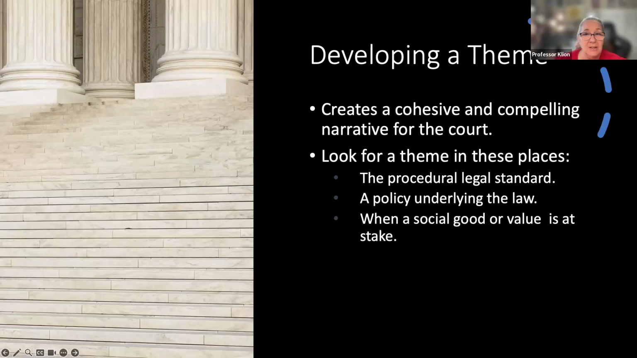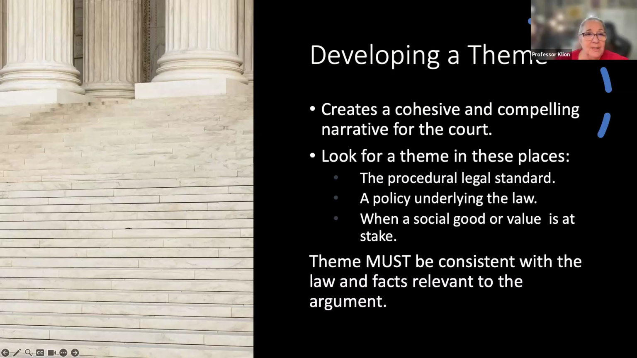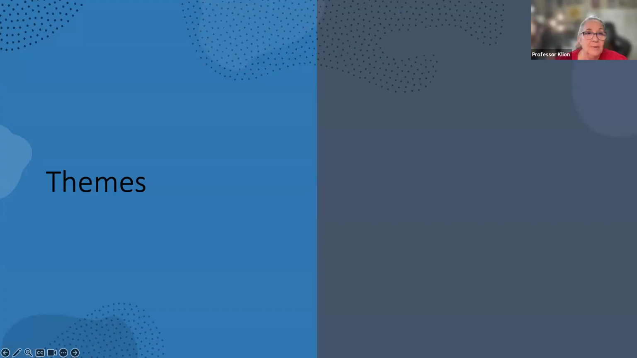Do not worry if a theme is not immediately evident to you. Just remember that a theme must be consistent with both the law and the facts to the argument. I think chapter 6 of your book has an entire chapter on themes for persuasive arguments, and it was part of your reading for this week. So go back and review that. We talked about themes a little bit in the introduction to the pretrial memo when I read some of the introductions to you. Those are actually introducing themes.